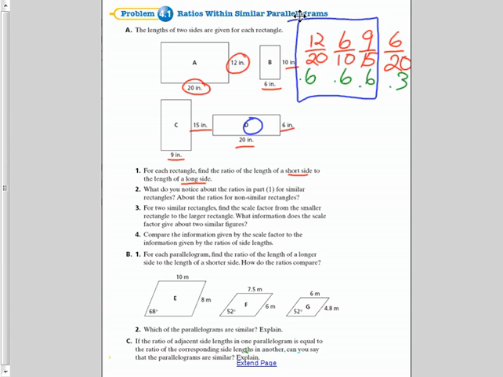Number 2, what do you notice about the ratios for similar rectangles? Well, they all have different numbers, but if I multiply some of these, they're going to give me a scale factor. And that's the next one, number 3. For two similar rectangles, find the scale factor from the smaller rectangle to the larger rectangle. I'm going to take some of these off. Okay, smaller rectangle, this one right here, 6 and 10, to the larger rectangle, 12 and 20. Well, what times 6 is going to get me to 12? 2. That's my scale factor. So for 3, find that scale factor of 2. And what information does scale factor give about the two similar figures? Twice as big.